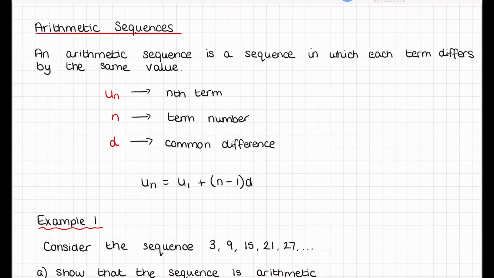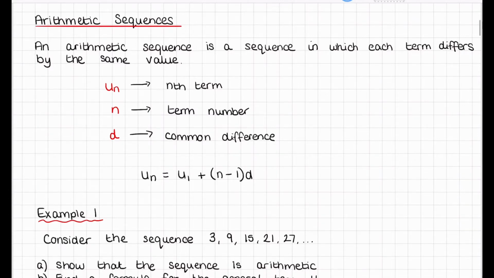So in an arithmetic sequence, the difference is the same between each number. So it could be 2, 4, 6, 8, 10. The difference between each number in that situation is 2. And our formula for an arithmetic sequence is un equals u1 plus, in brackets, n minus 1 multiplied by d. So we have a few examples to get through.